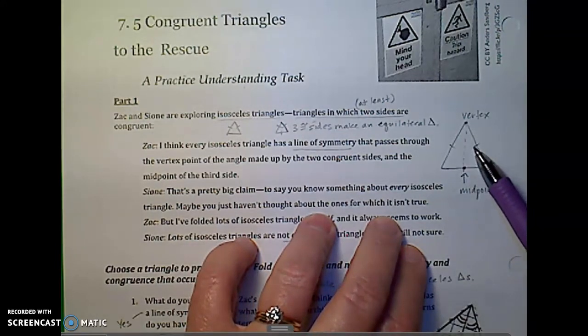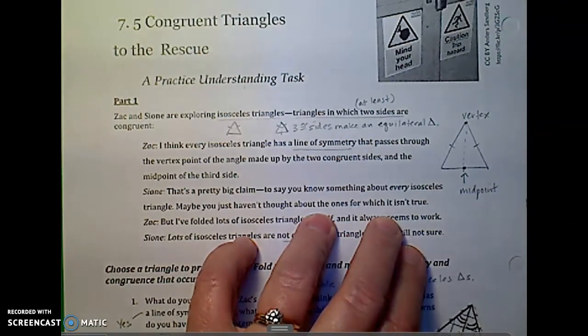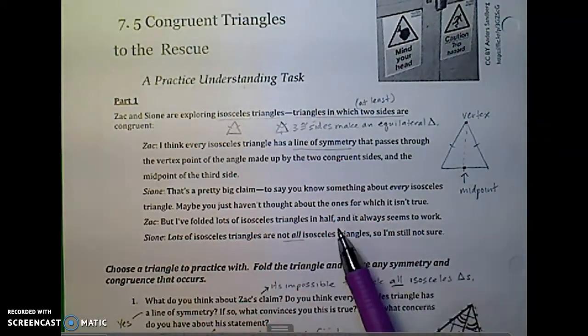Those are called the legs. We'll put a tick mark to show that they're equal. The top angle here is called the vertex. And we'll talk about the rest of that in a second.